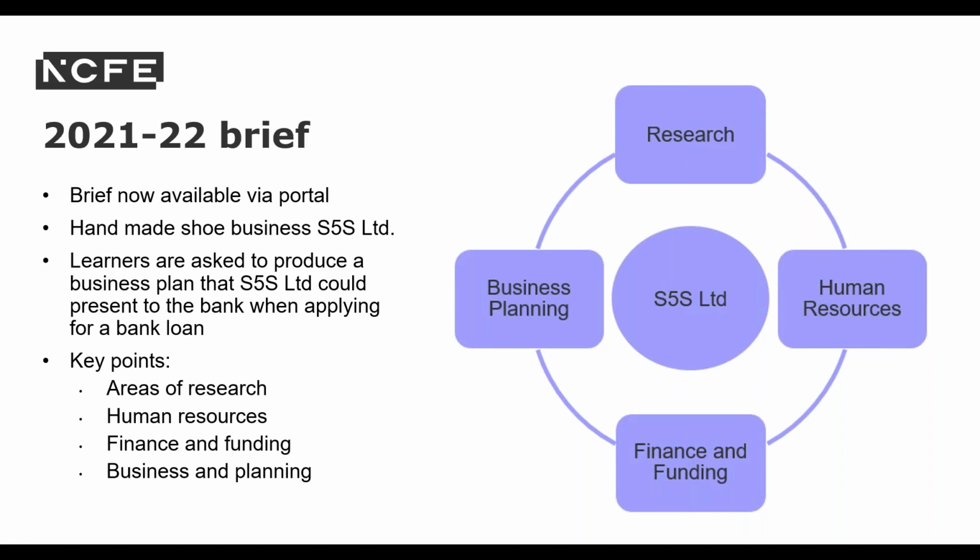In terms of business planning, learners need to understand the purpose of business planning. In this case, so that S5S Limited can gain funding from the bank to fund their new online department. Learners might also want to think about the problems that S5S Limited could face. What support and information may be required to support this bid for funding? And as mentioned previously, the assessment this year is managed internally by yourselves, as detailed in the qualification adaptation for the session.